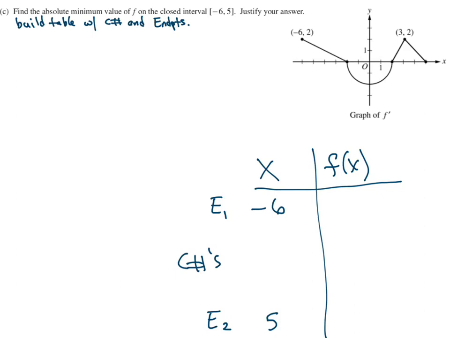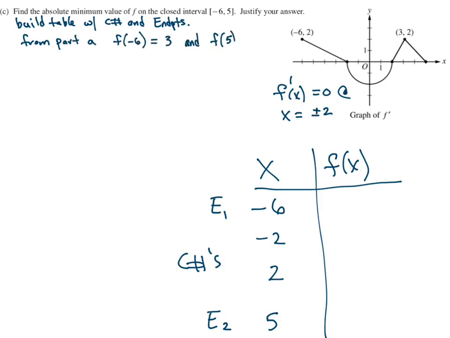For absolute max and min, we're just using a regular xy table. We're not using the sign chart one. So endpoint 1 is -6, endpoint 2 is 5, and then any critical numbers I find in between, I'll throw those in there. Critical numbers, once again, that's where f prime of x equals 0, and that happens at -2 and +2.